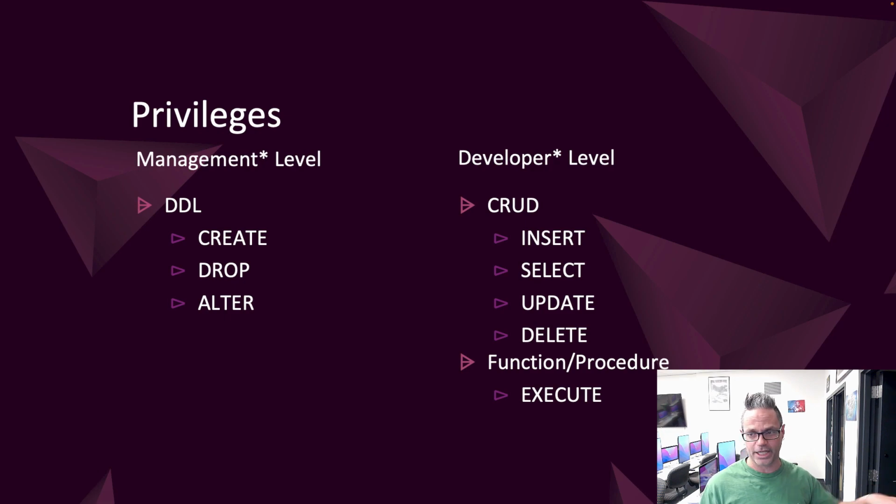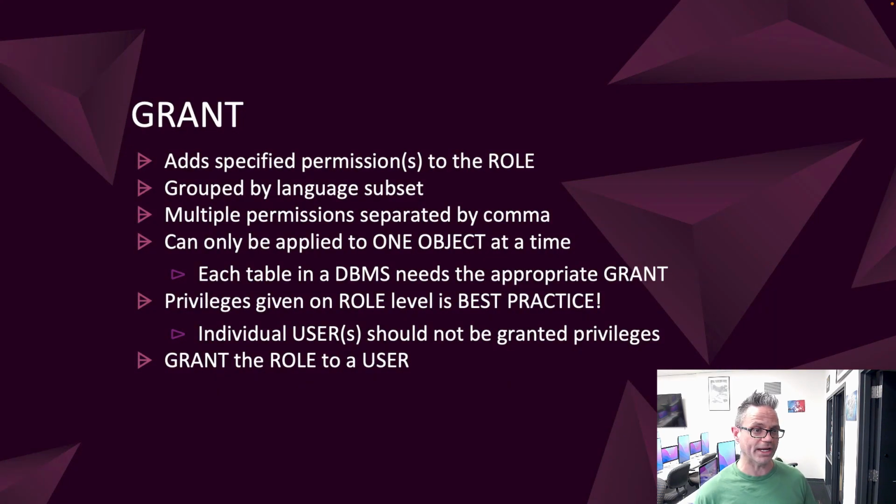So this is generally a management level structure, who will have access to the DDL statements. Developer level access would be access to CRUD: insert, select, update, delete. Those are the commands you're going to be using all the time, as well as probably the execute privilege, since you can call functions on the database that apply to data. Those are the privilege levels I'm expecting to most likely see. CRUD are probably the basic ones you'd use as a developer, and possibly execute as well. We use the grant command to add those permissions or privileges to a user or to a role, and again, it's grouped by this language subset.